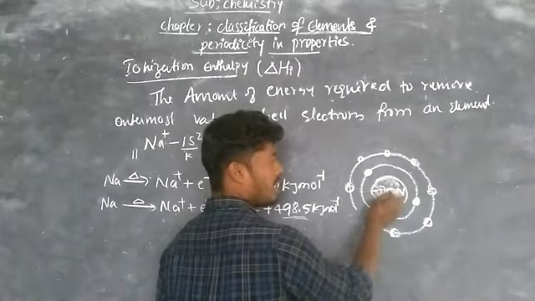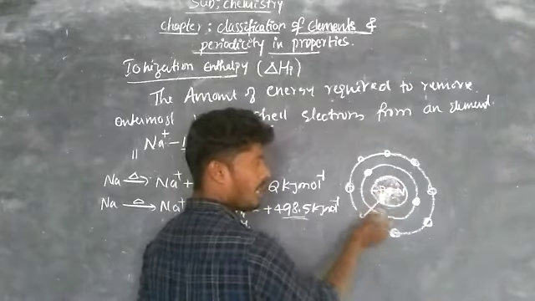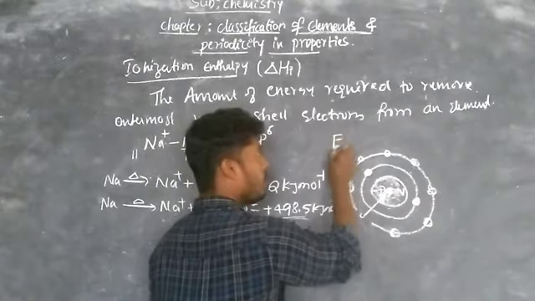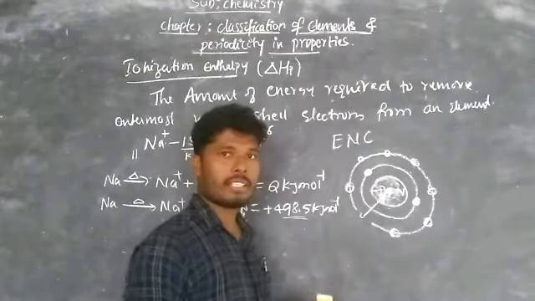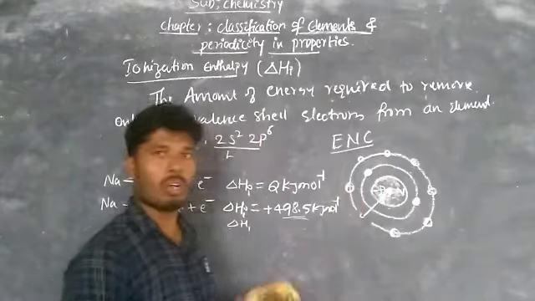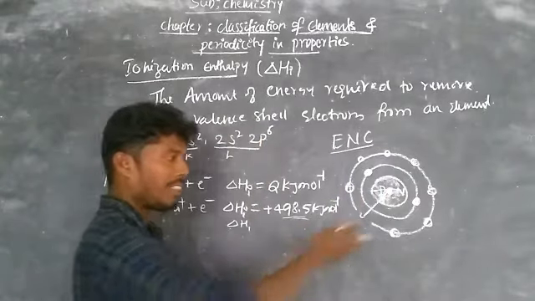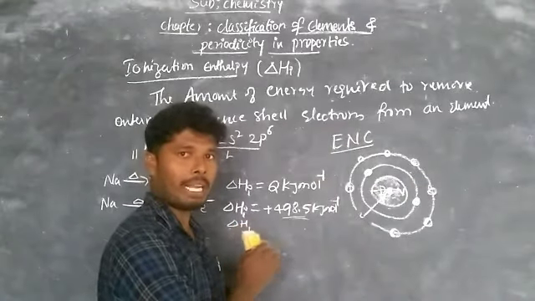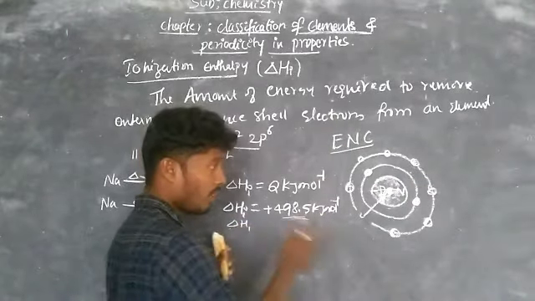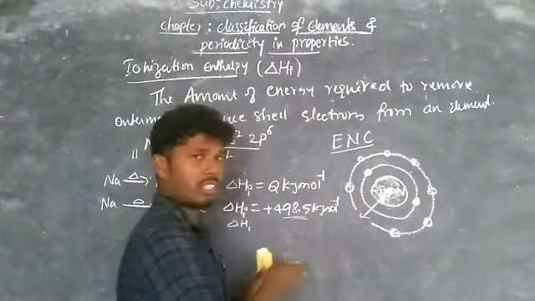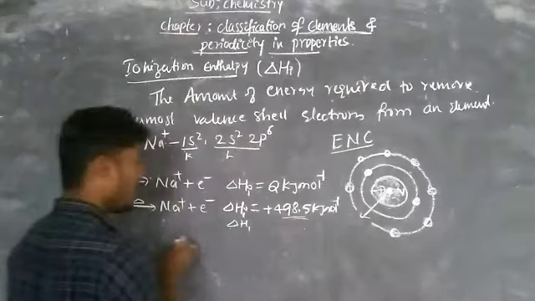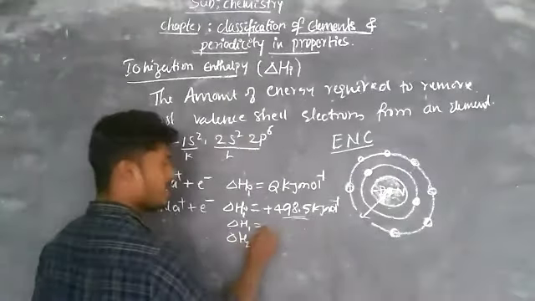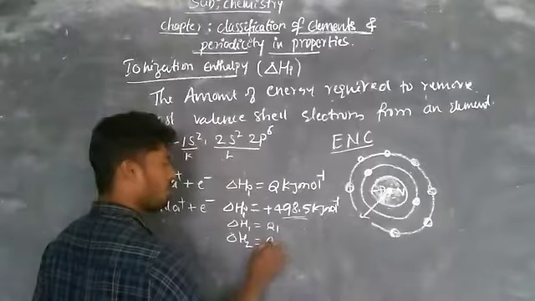Because see, this is the nucleus. From the nucleus to this electron, the attractive force, that is the effective nuclear charge, ENC, is higher. The closer it is, the higher the attractive force; the farther it is, the lower the attractive force and the higher the repulsive force. Because of this attraction, it should need a higher ionization enthalpy, which we call delta H2, to remove the second electron. Let's assume this is Q1, that is Q2 joules.